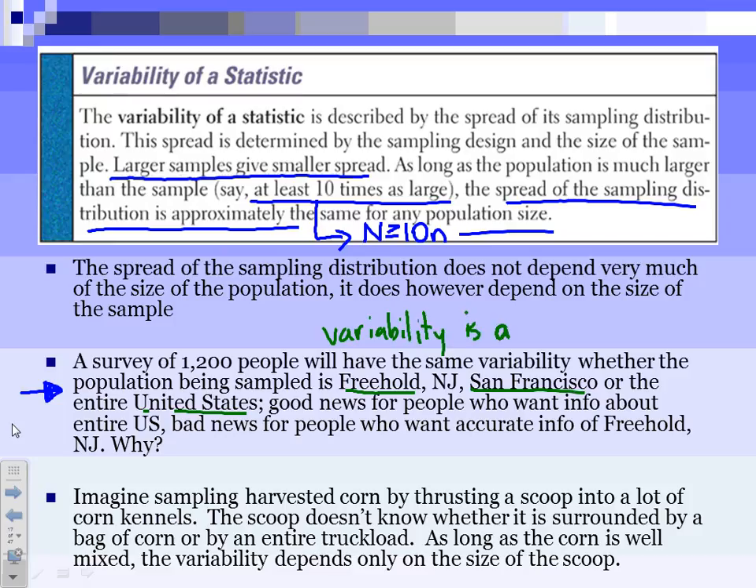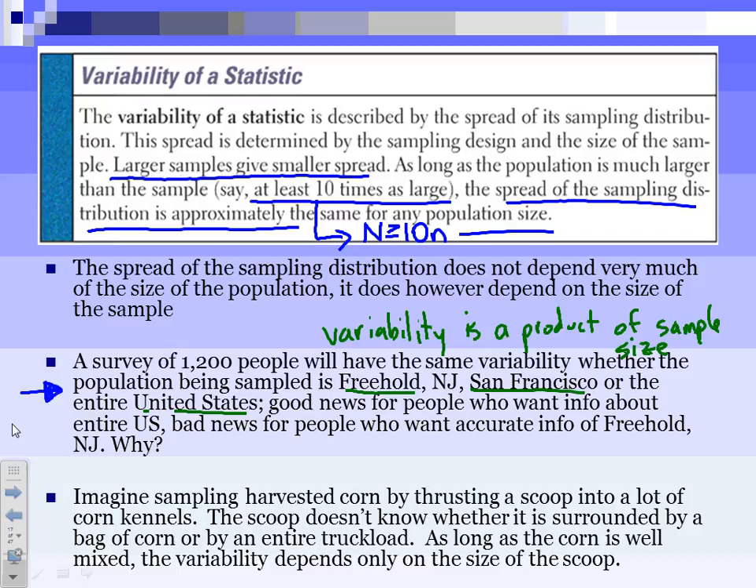is a product of sample size, not population size. So variability is determined by the sample size, not the population size.